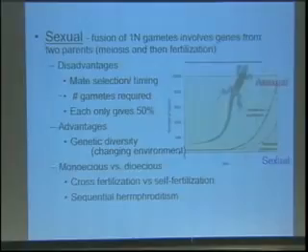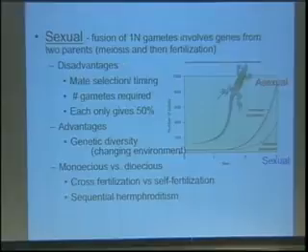So if organisms have the ability to do sexual versus asexual, we usually find asexual forms of reproduction in a stable environment and sexual forms in an unstable environment. So the disadvantages of sexual reproduction: mate selection and timing. You have to be ready to mate at the same time as the other sex is ready to mate, right? And they have to be receptive to your advances.